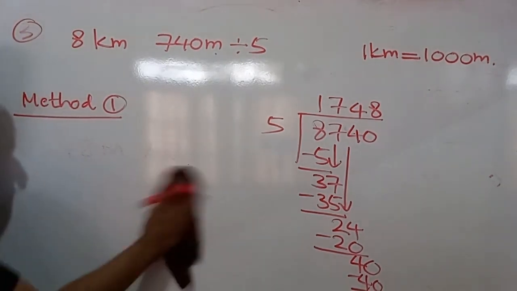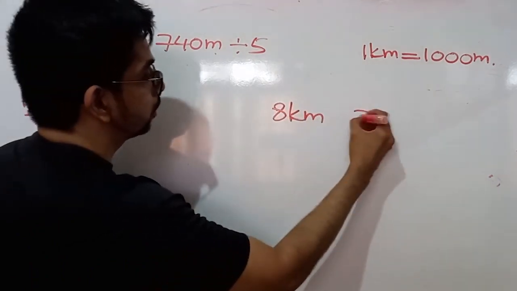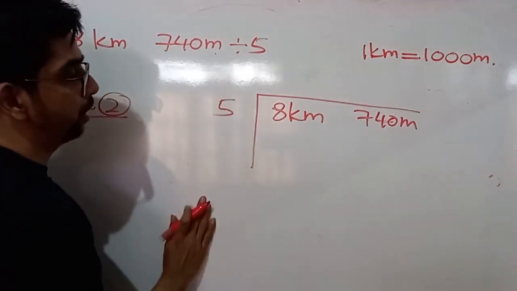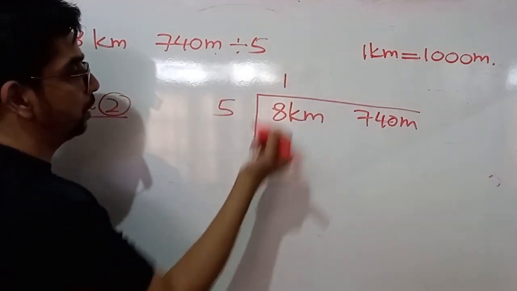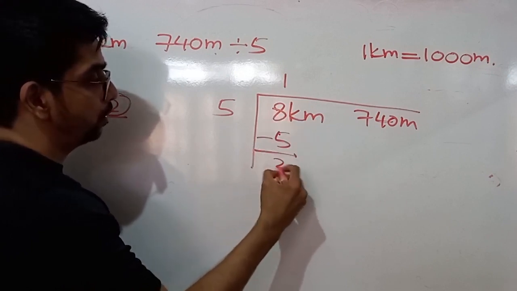Write down the answer. Right, so now we will do this using the second method. We just divide 8 kilometers 740 meters by 5. How many 5s are there in 8? We can go up to 1. 5 times 1 is what? 5. 8 minus 5, that's a 3.